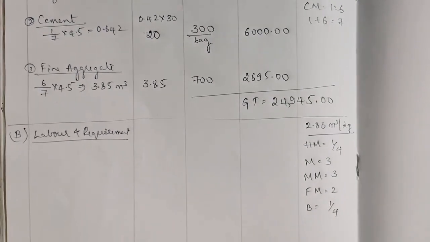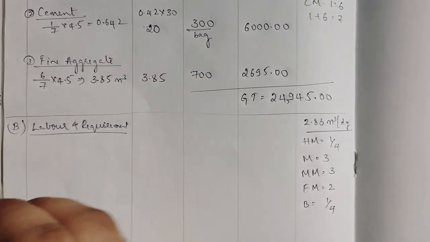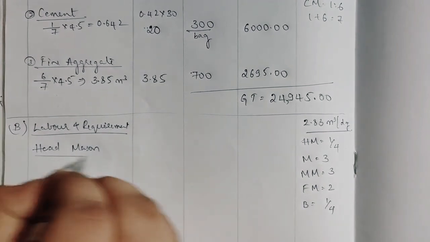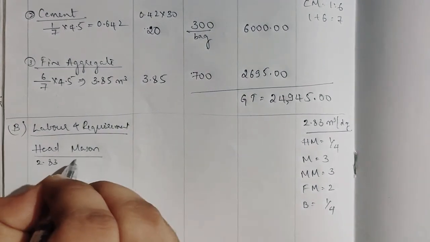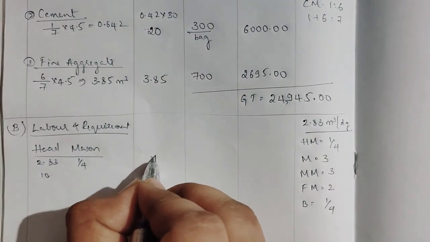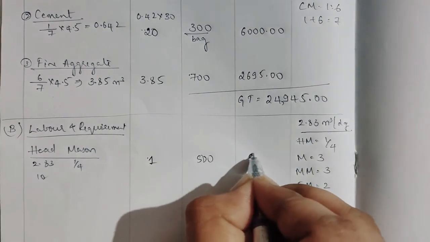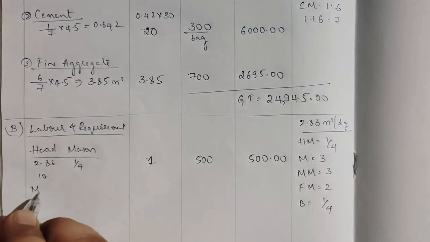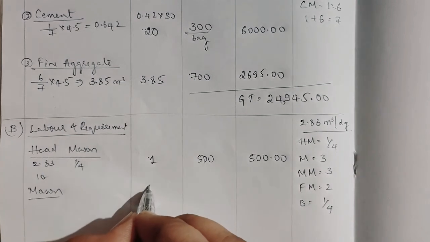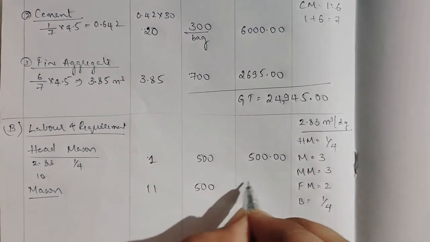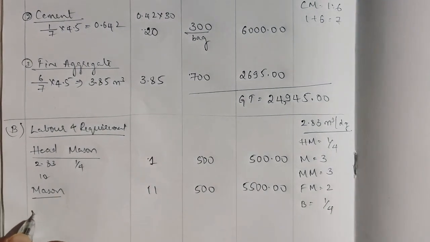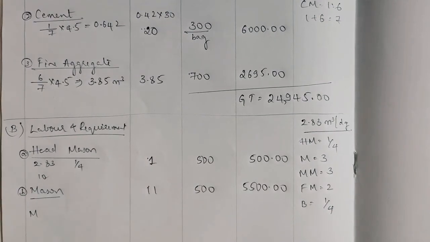Now I think you have understood how to do it, so I'll go directly. That is for head mason. For 2.83 we need 1 by 4 for 10 meter cube of work. Just cross multiply. So one number, 500 is the cost. Next comes mason. When I calculate, I'll get around 11. So 500, 5,500. Then male mazdoor.